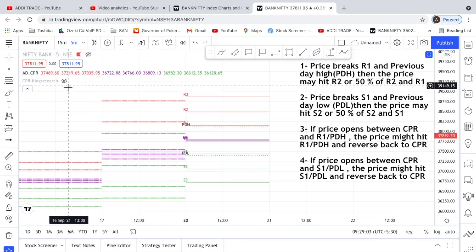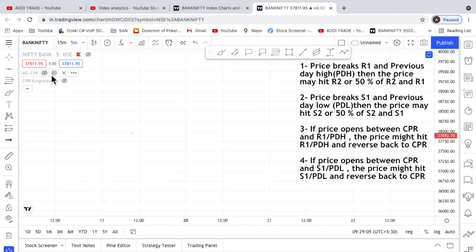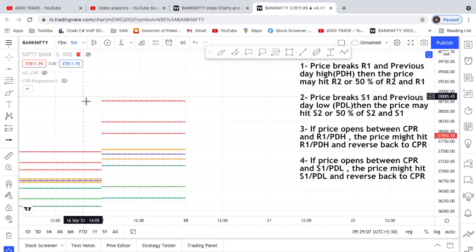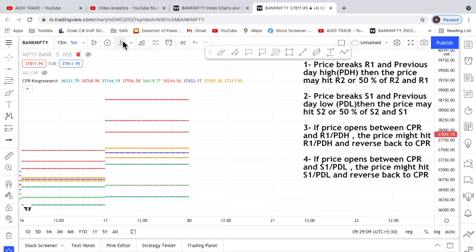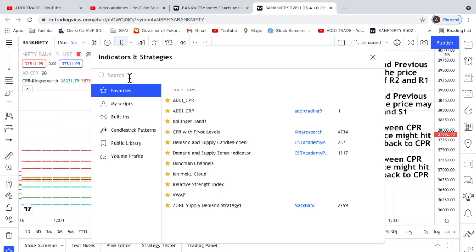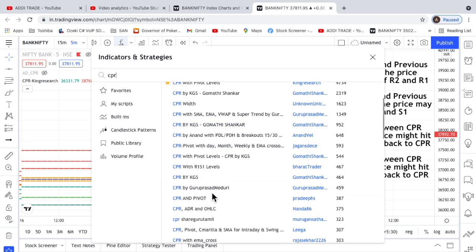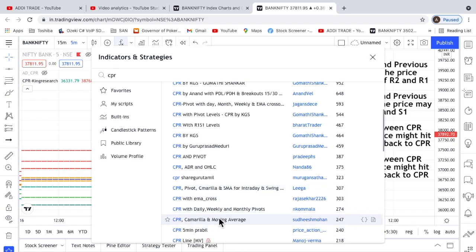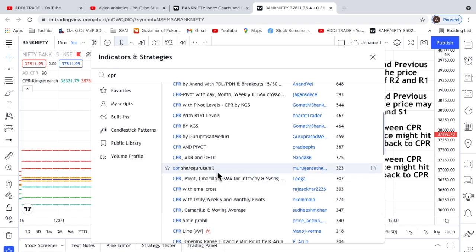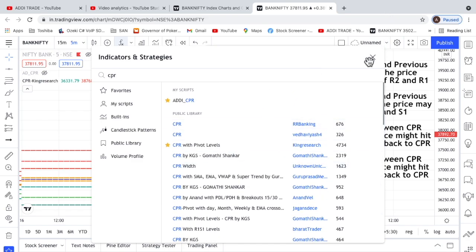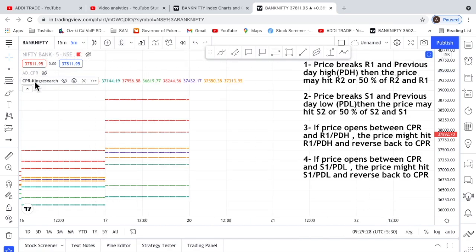Most of the CPR indicators, say for example, this CPR King Research is a good one which you can use. How to add this is just go to indicators, type in CPR. You'll find many. You can choose the most convenient one. There are ones which plot weekly, monthly pivots, everything. So you'll have to experiment, just find which is the most simple and the easy one. The simplest that I've come across are this King Research and my CPR.